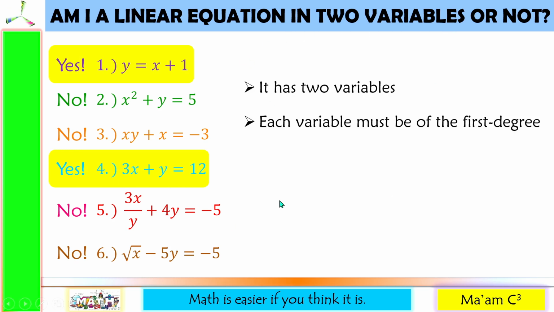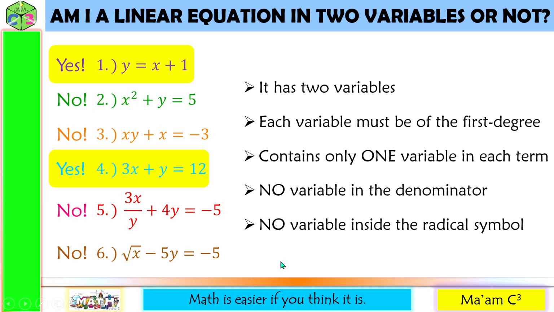Here are the conditions for linear equation in two variables. Let's start at the bottom. No variable inside the radical symbol. I have here a radical symbol and there is a variable inside. So that's why this is not. Next, no variable in the denominator. There is a denominator here and it contains a variable. That's why this is also not.